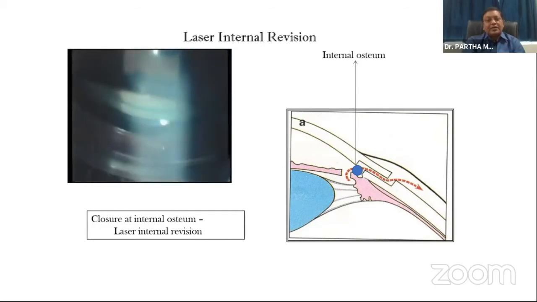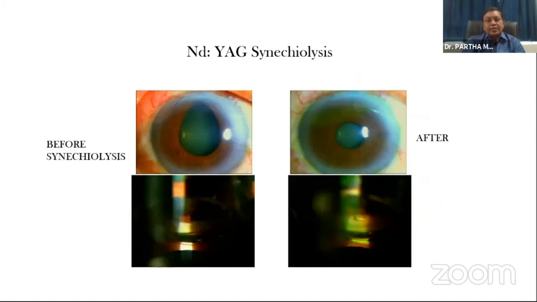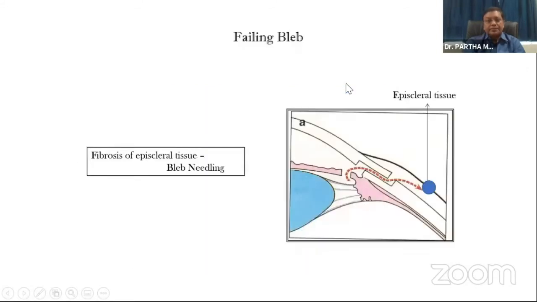If you get any fibrosis at an early stage, you can put some laser in the ostium. This is YAG synechiolysis. You can see the iris was picked up and it was blocking the ostium, and here it is released. If there is an episcleral tissue fibrosis, you can do the bleb needling.